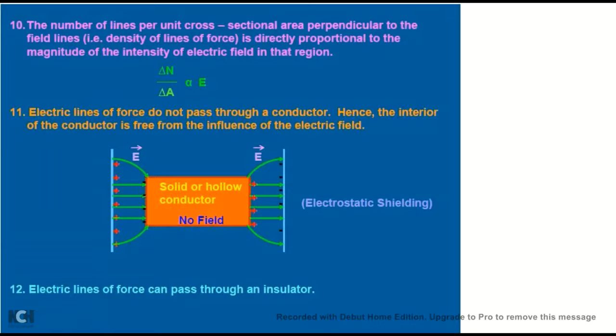Next, coming to point number 10: the number of electric field lines per unit area represents the electric field strength. It means electric field strength depends on the number of lines incident per unit area. Right? Let's take an example.